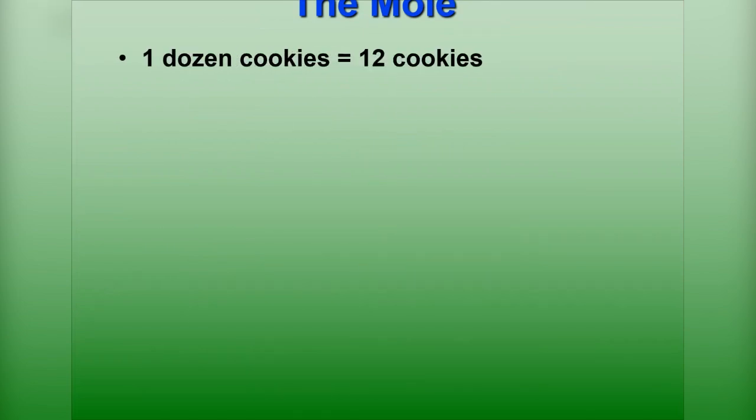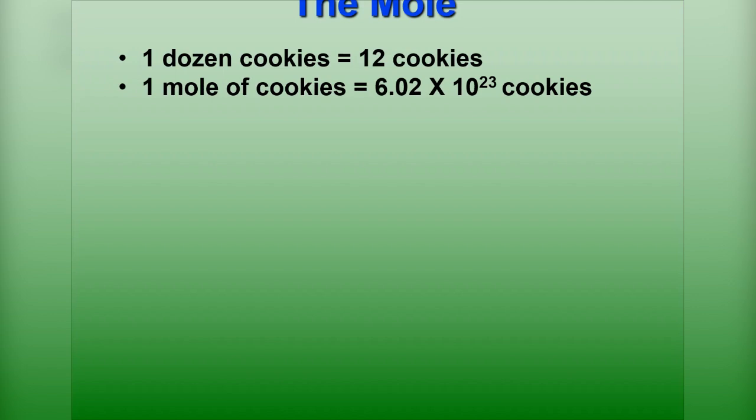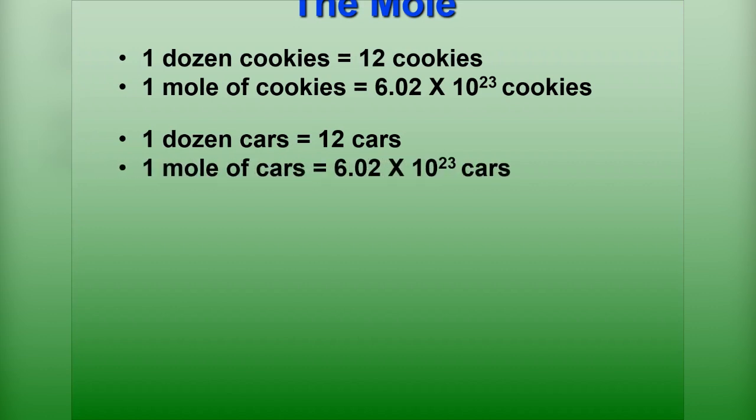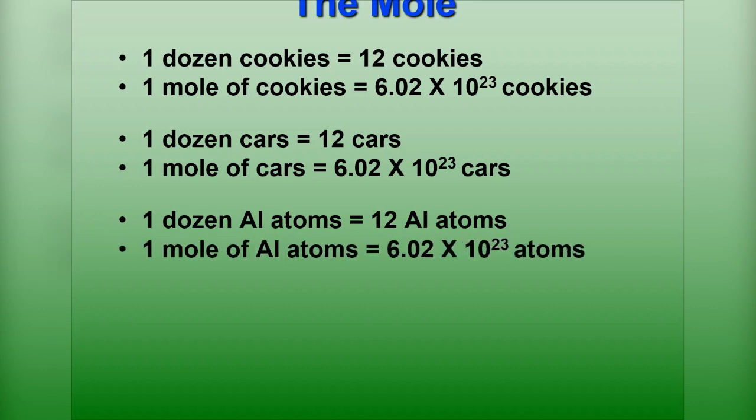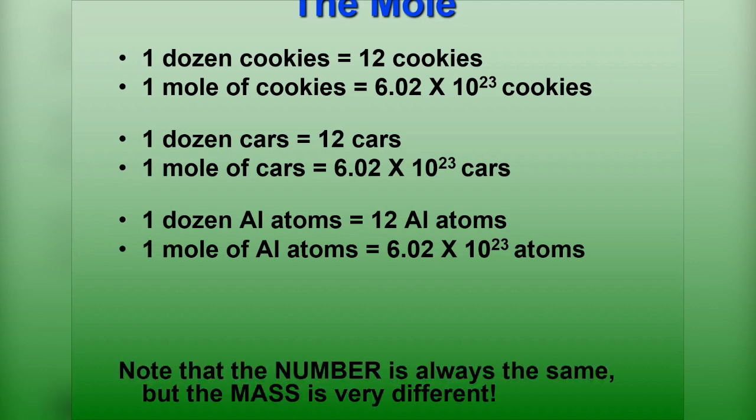The mole. What is a mole? Like 1 dozen cookies. How many cookies? 12 cookies. 1 mole of cookies? That many cookies, 6.02 times 10^23. 1 dozen cars? 12 cars. 1 mole of cars? 6.02 times 10^23 cars. 1 dozen aluminum atoms? 12 aluminum atoms. 1 mole of aluminum atoms? Al is the symbol of aluminum. 6.02 times 10^23 atoms.